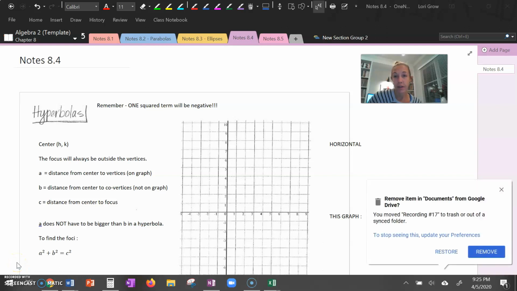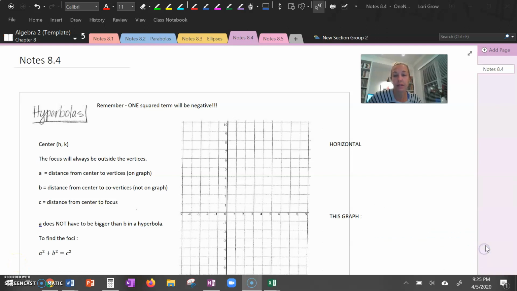All right, girls, here are the notes for section 8.4. These notes are all about hyperbolas. The good news with hyperbolas is that you've already done ellipses, and there's a lot of similarity between the two. The graphs of hyperbolas look really intimidating, but I promise you that if you can do ellipses well, then you'll be able to do hyperbolas.